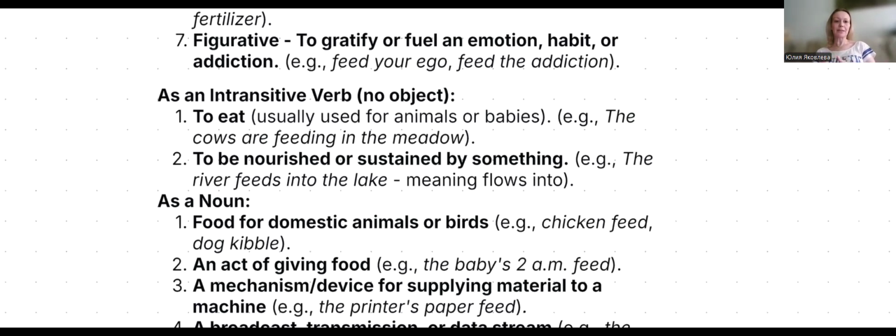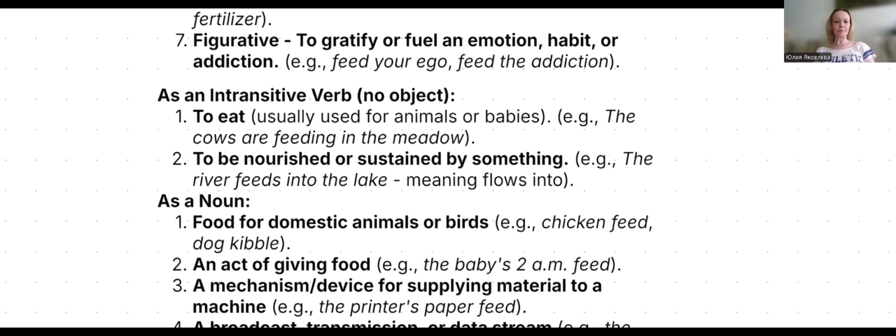And then the second meaning of an intransitive verb, so when the verb can live its own life with no need of object, to be nourished or sustained by something. For example, the river feeds into the lake, meaning it flows into the lake.